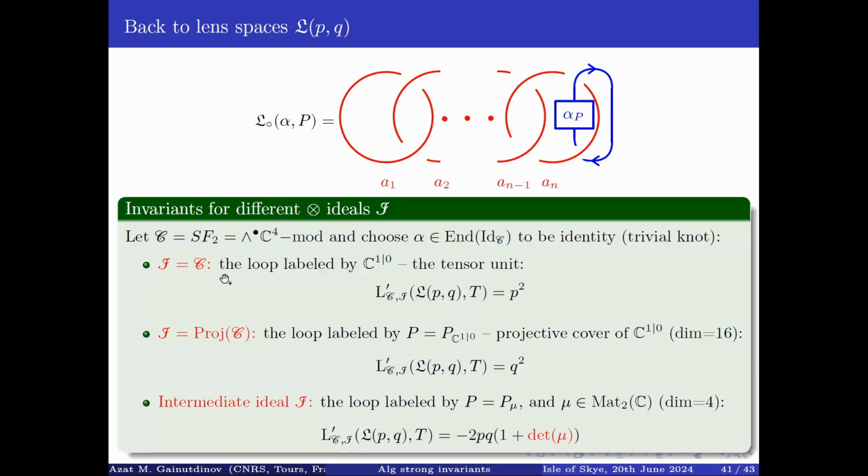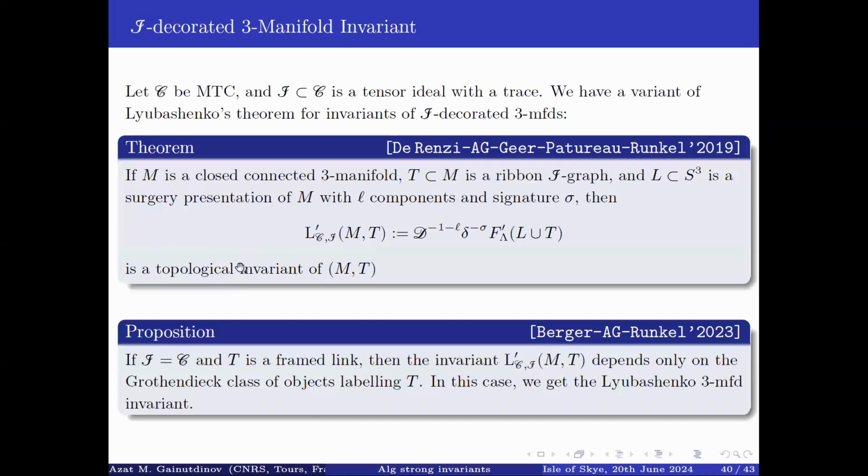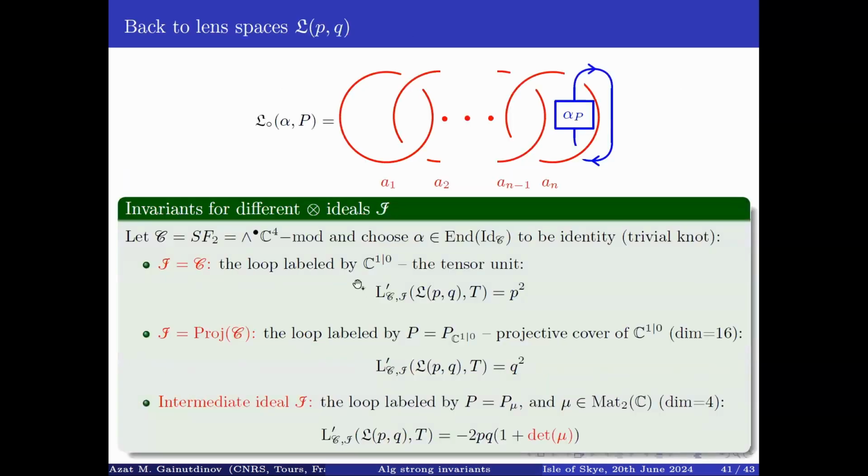So if I take the whole category C, I forgot to mention maybe, in this result with Johannes Berger, we proved that for these three-manifold invariants, if your choice of ideal is the whole category C and T is the framed link in that manifold, then this invariant depends only on the Grothendieck class of objects labeling T. And in this case, we get a Lyubashenko manifold invariant. So if your ideal is the whole category C, you don't need to label it by complicated objects. It's not labeled by simple objects, because the result anyway depends only on the class label.